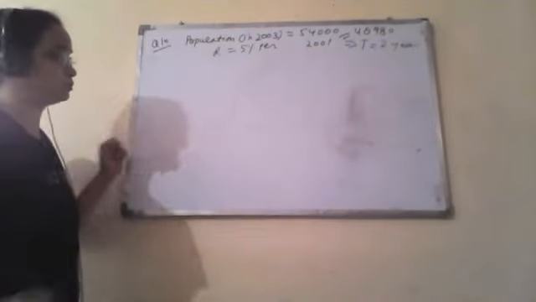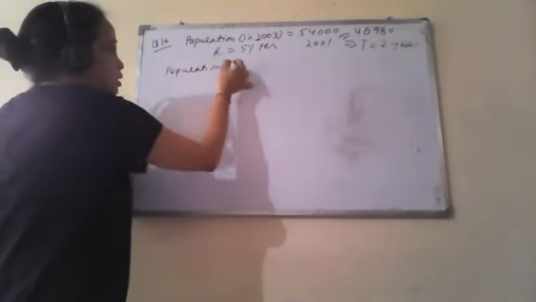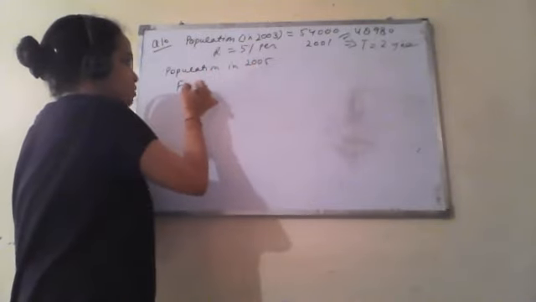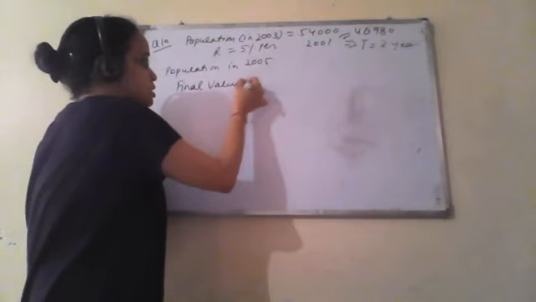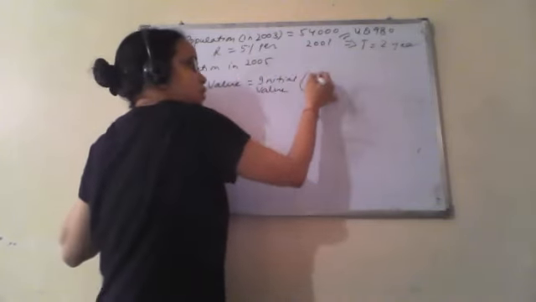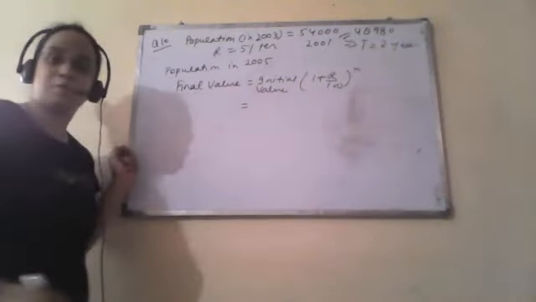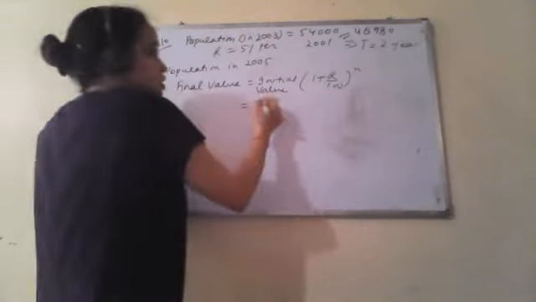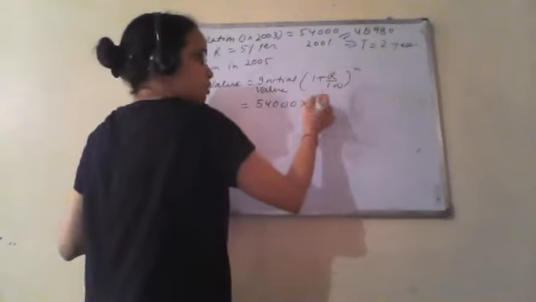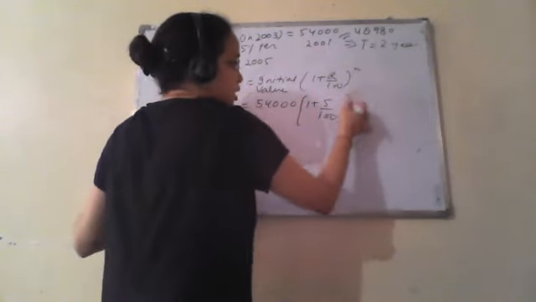Now the population in 2005. We have to calculate the final value, that is, the final value is the initial value into (1 plus r upon 100) to the power n. Now this initial value is the population in 2003, which was 54,000. Clear? Now r is 5% and n is again 2.